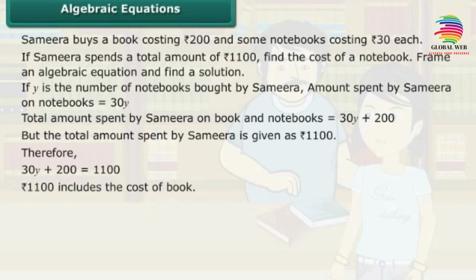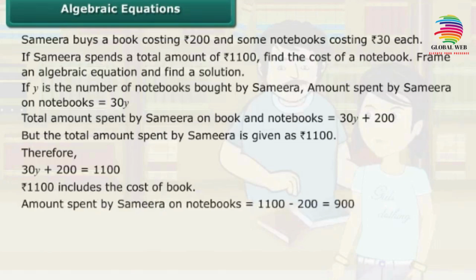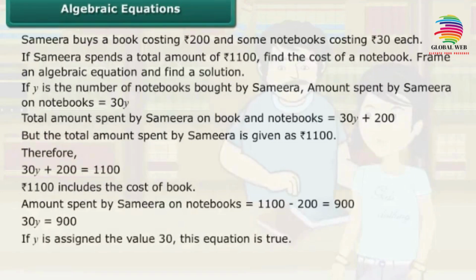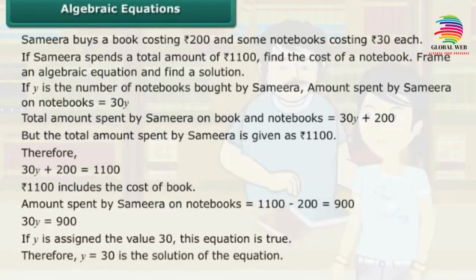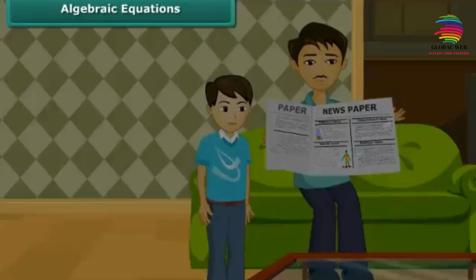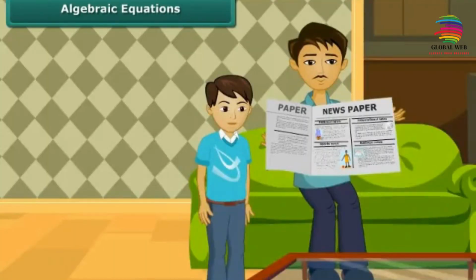1100 rupees includes the cost of the book. Amount spent by Samira on notebooks is equal to 1100 minus 200 is equal to 900. 30Y is equal to 900. If Y is assigned the value 30, this equation is true. Therefore, Y is equal to 30 is the solution of the equation. It means the cost of a notebook is 30 rupees. Let us look at one more example.